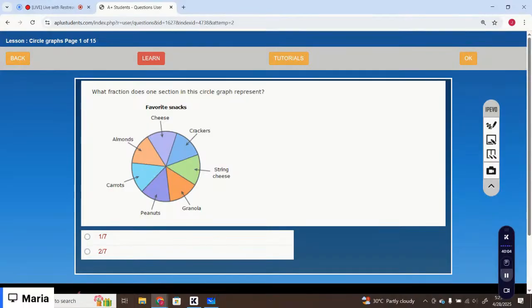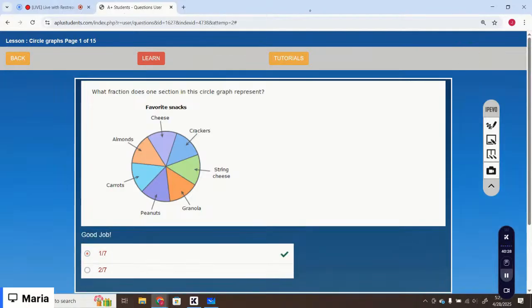What fraction does one section in the circle graph represent? That is 1 over 7. 1, 2, 3, 4, 5, 6, 7. The circle has total 7 portions. So that is 1 over 7. Option number 1 is the correct option.